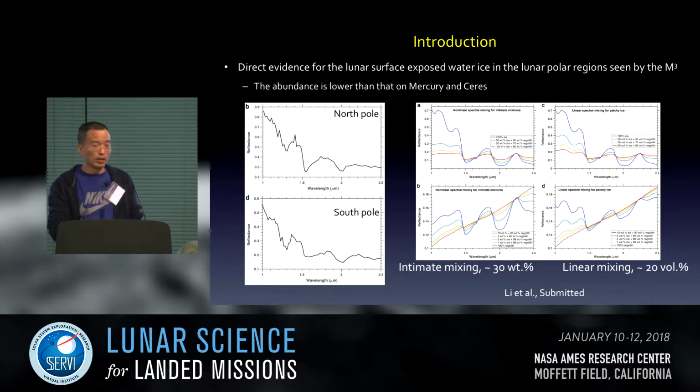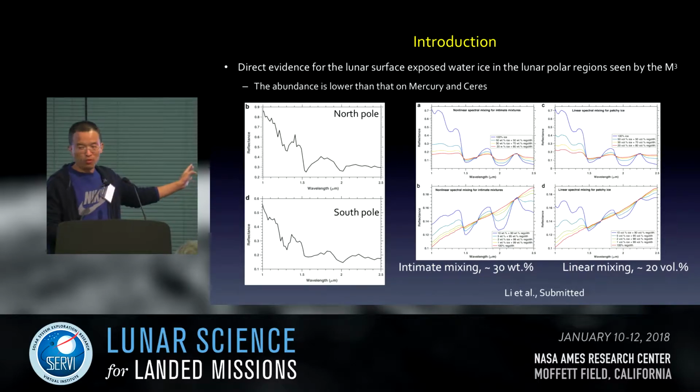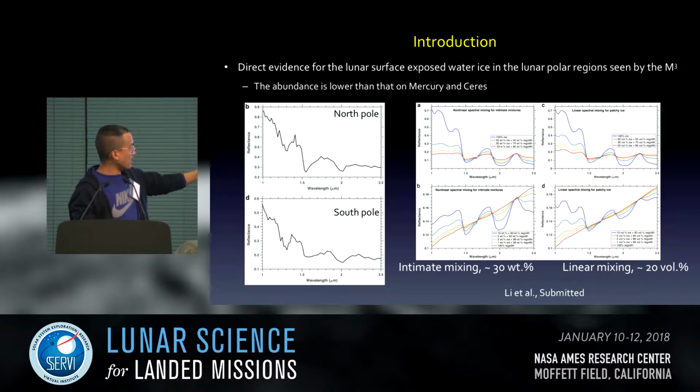Until recently, we looked at the M-cube data in the permanent shadow regions, looking at the very faint scattered light, and we found absorption features, as shown in this plot. These are average spectra of thousands of M³ pixels, for the North Pole and the South Pole. We can see very distinct absorption features centered around 1.3, 1.5, and 2 micron. For reference, the blue line in the red plot shows the pure ice spectra measured in the lab.